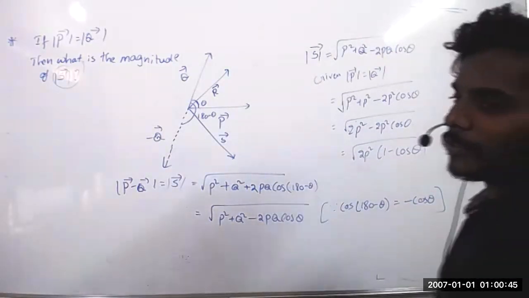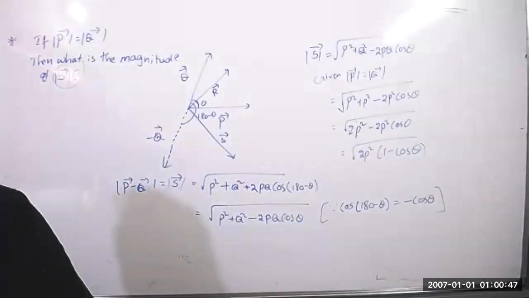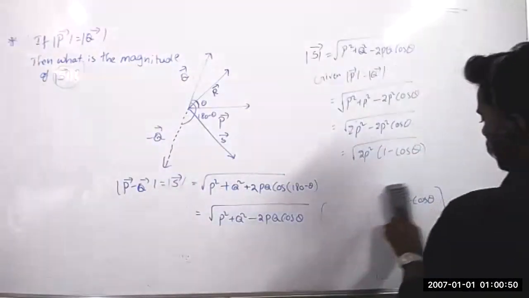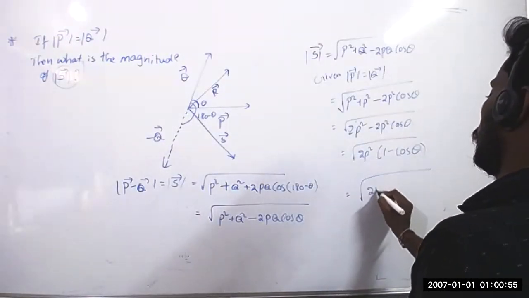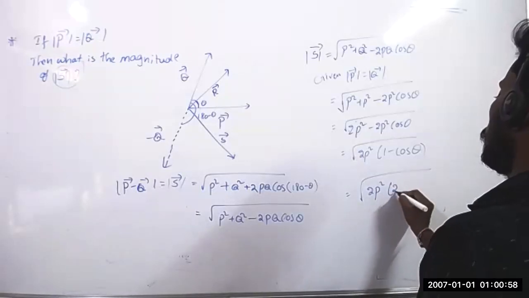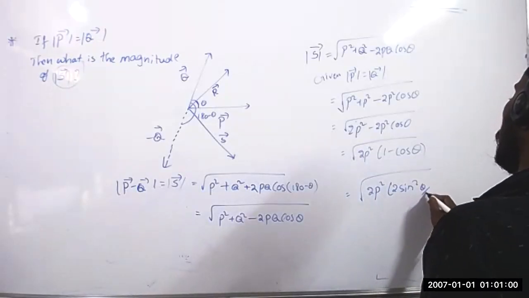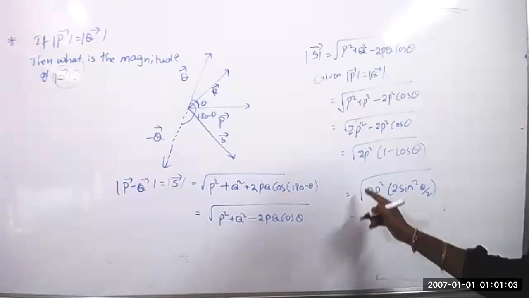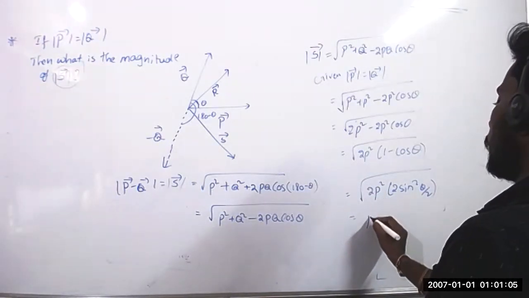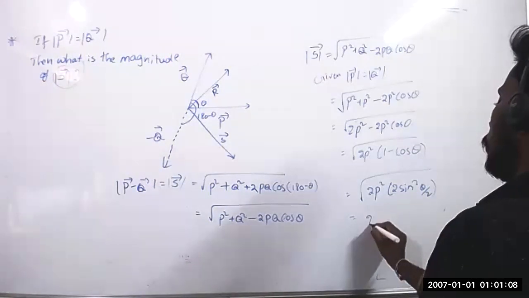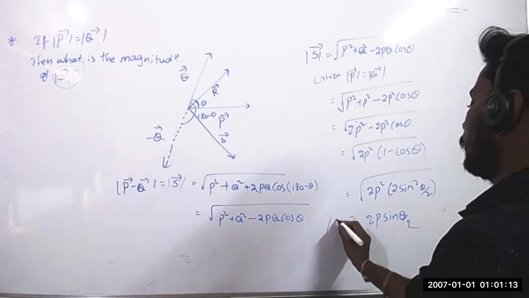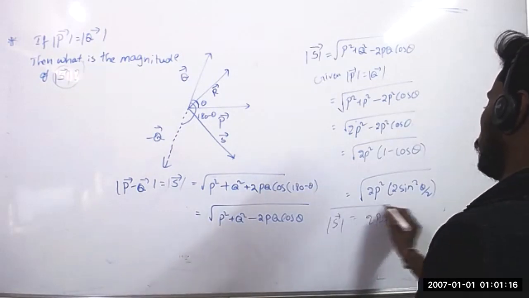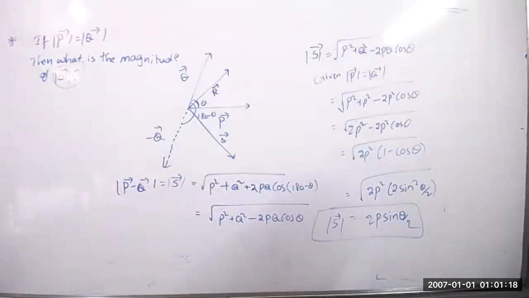Yes, sir. 1 minus cos theta is equal to 2 sin square theta by 2. So 2P square into 2 sin square theta by 2, which is 2 square, we can write. So the formula you will get is 2P sin theta by 2. Clear? Yes, sir. No doubt, right?